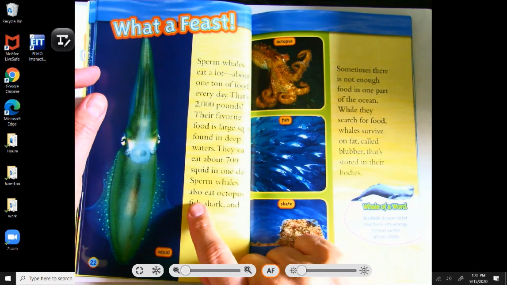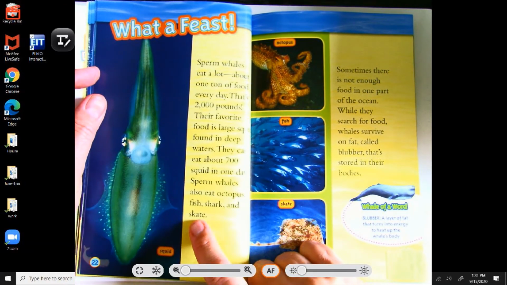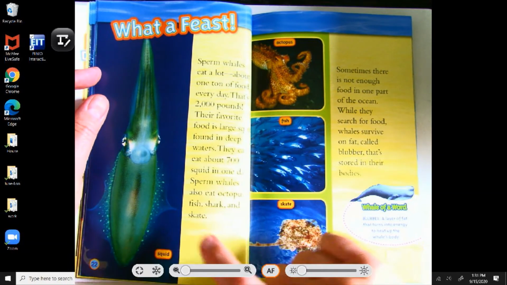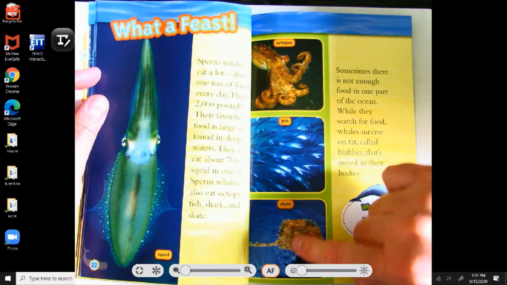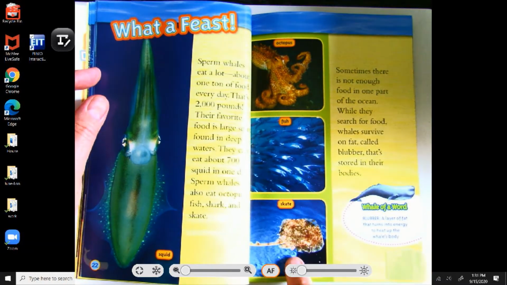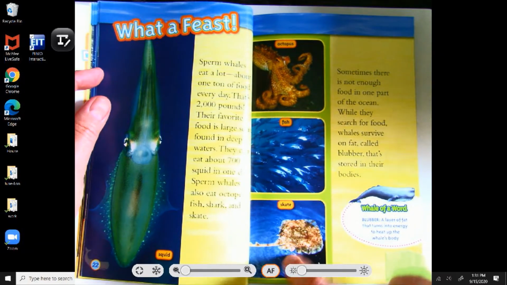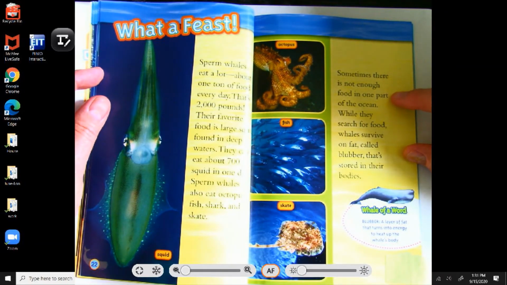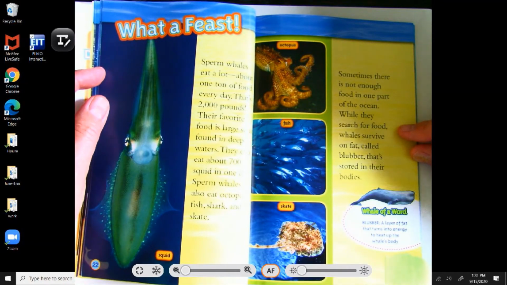Sperm whales also eat octopus, fish, shark, and skate. And then did you notice our captions, scholars? Tell us what these things are pictures of. So here's a skate, right? Looks like a relative or a type of ray. Sometimes there's not enough food in one part of the ocean. While they search for food, whales survive on fat, called blubber, that's stored in their bodies.